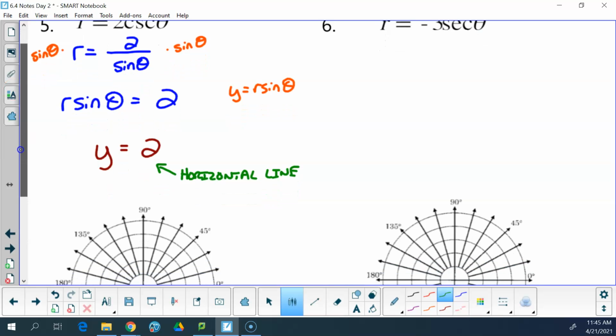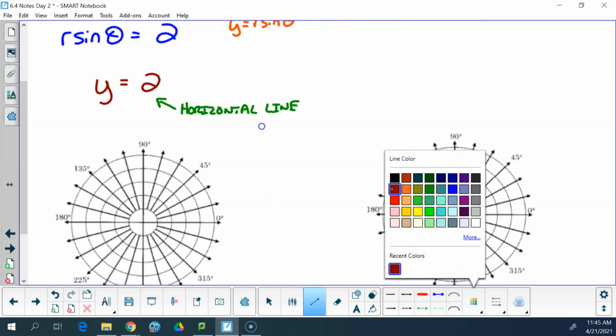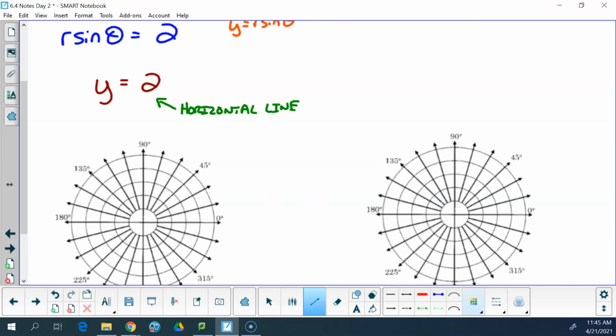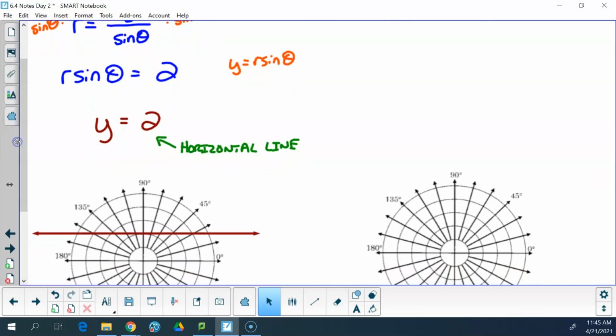Well, on a polar graph, we're going to have a horizontal line, 1, 2, 2 up from the polar axis. Okay.